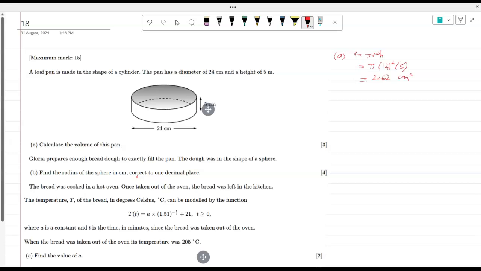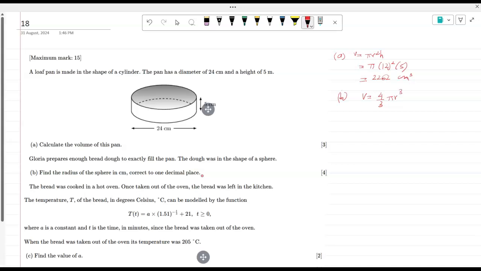Then Gloria prepares enough bread dough to exactly fill the pan. The dough was in the shape of a sphere. Find the radius of the sphere in centimeters, correct to 1 decimal place. Volume of the sphere? 4/3 pi r cube. So you have to find the radius.